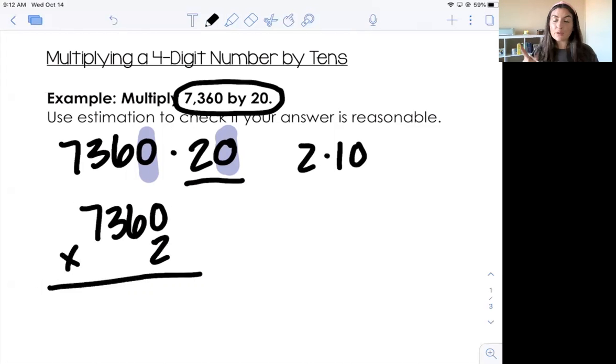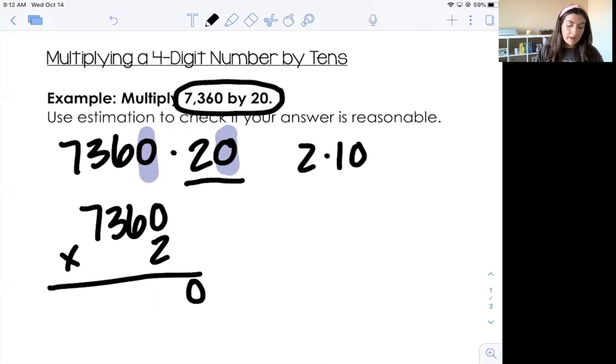Now, the most common mistake with that is that students forget to add on the zero afterwards. So what I recommend is to add it on right away. Just put it down here now so that it's kind of hanging out there for you when you're finished with your math. So it's not an extra step that you're having to remember to do. So why don't you pause this video now and try 7,360 times 2. Be back in a sec.